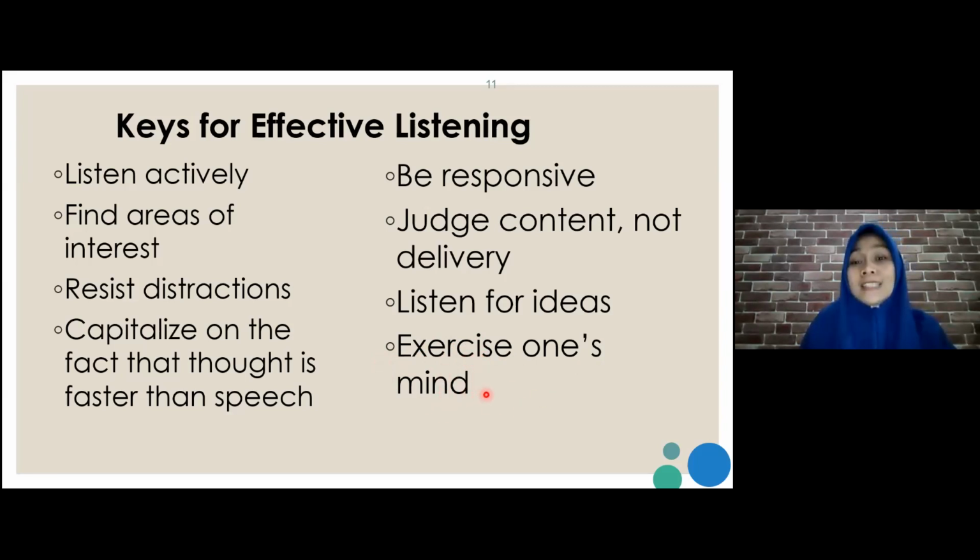But as a good listener, you need to exercise my mind. Oh, this is what Ma'am Susan is talking about. Oh, this is what Hari Rizkyanti is talking about. As if you are the speaker. So exercising the other's mind will be important for you to increase your listening skills. So these kinds of keys will help you get effective listening as a manager, as a worker, or as yourself, because we do listening activity in our daily life, right?